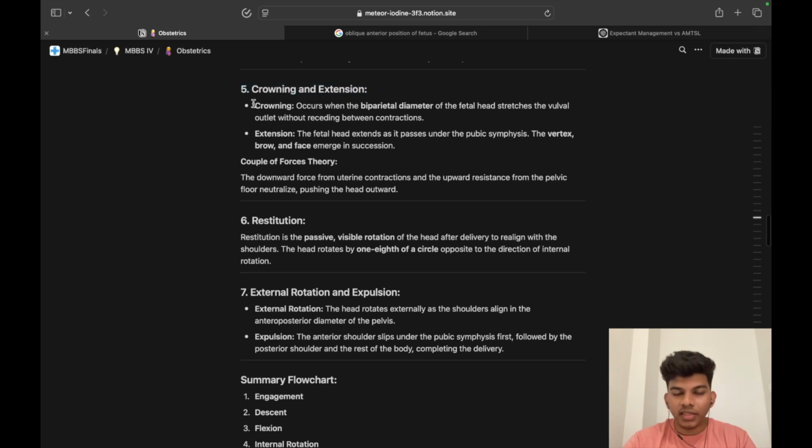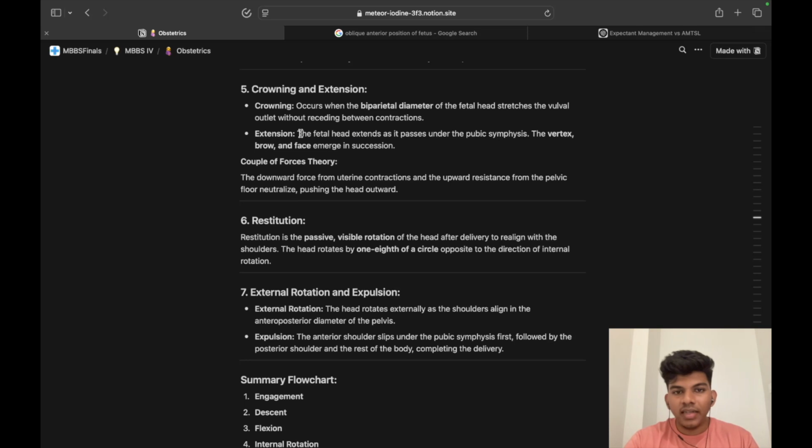Coming to crowning and extension. Crowning occurs when the biparietal diameter of the fetal head stretches the vulval outlet without receding between the contractions. We know what the vulva is, the female genitalia, one of those parts, just coming out of the birth canal. So it stretches the vulval outlet without receding between the contractions, it doesn't go back inside. So that is what it means.